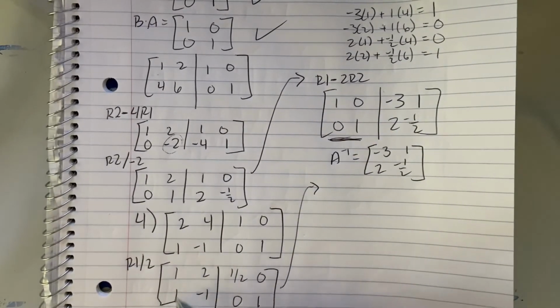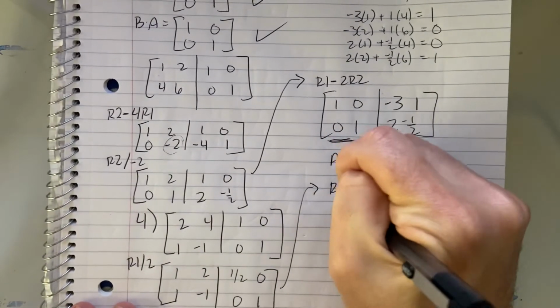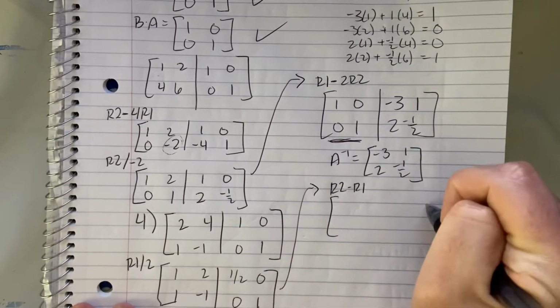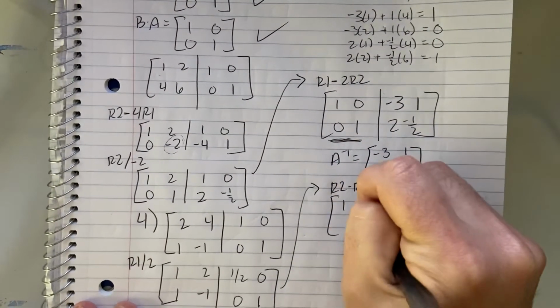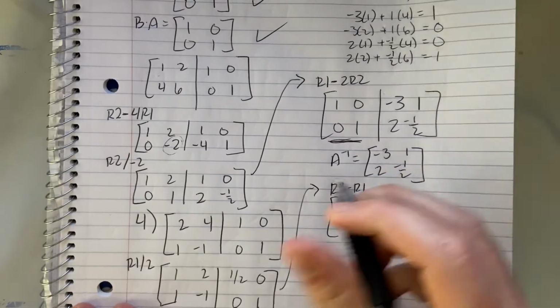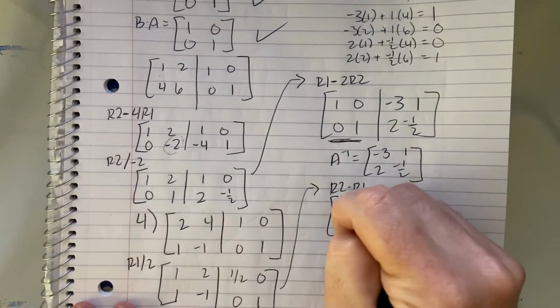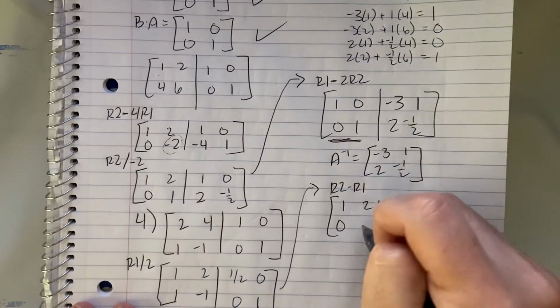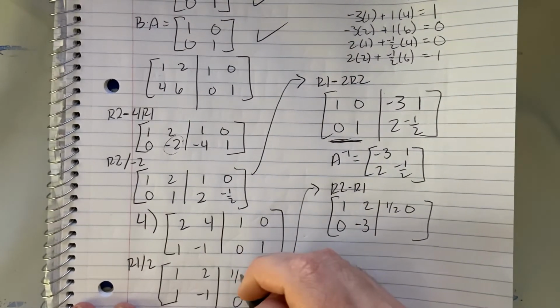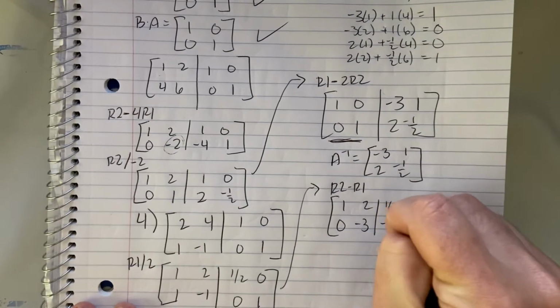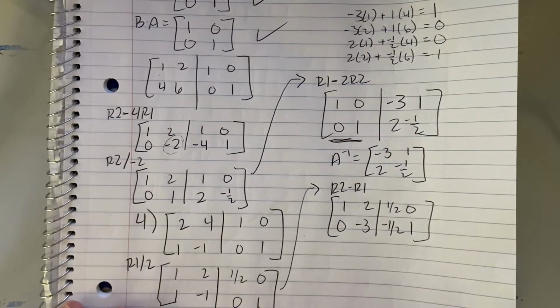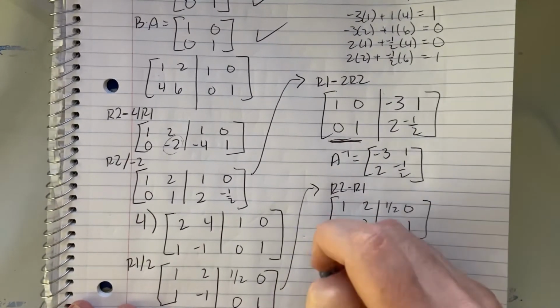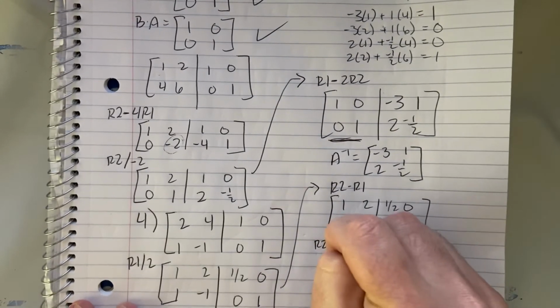I have to zero out the row, so I need to do row 2 minus row 1. So again, row 1 stays the same. 1 minus 1 is 0. Negative 1 minus 2 is negative 3. 0 minus 1/2 is negative 1/2. And 1 minus 0 is 0. I need to turn this row into a 1, so I need to take row 2 and divide it by negative 3.